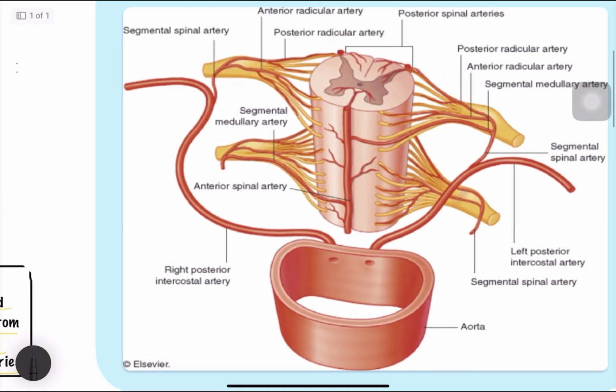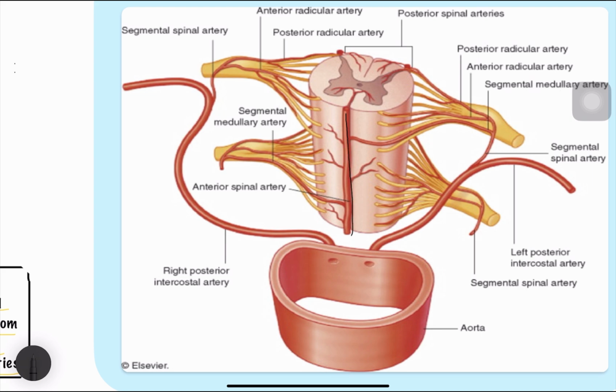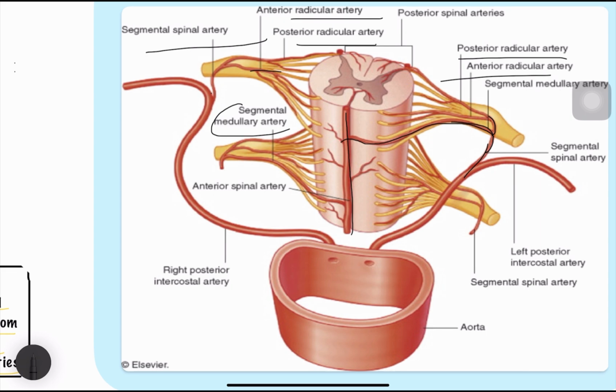So in this picture we can see the anterior spinal artery giving off the segmental medullary artery, the segmental spinal artery, which further gives the anterior and posterior radicular artery on either side. The segmental medullary artery directly goes to reinforce the blood in the anterior spinal artery. Also the segmental medullary artery bifurcates and gives rise to two other branches, the anterior and the posterior radicular arteries. The anterior radicular artery reinforces the blood in the anterior part of the spinal cord. The posterior radicular artery reinforces the blood in the posterior spinal arteries.